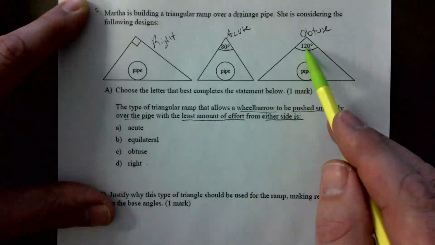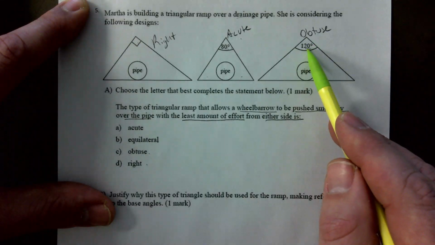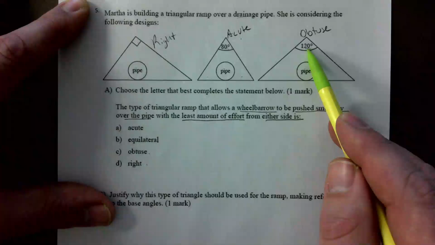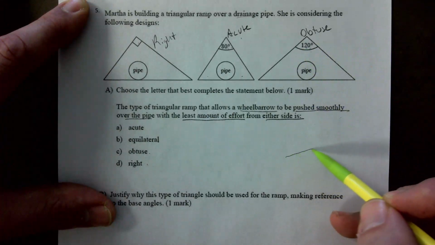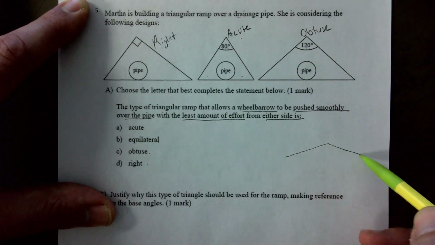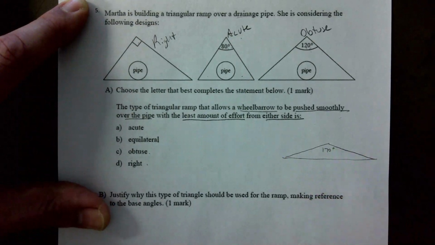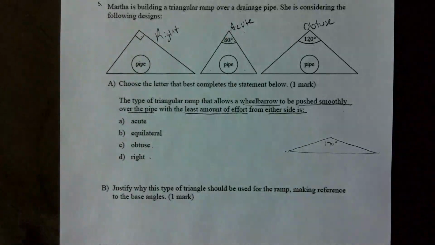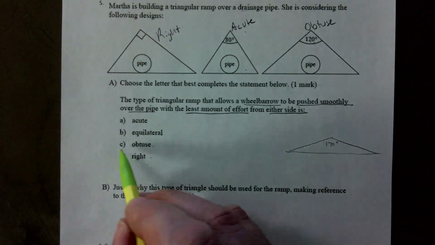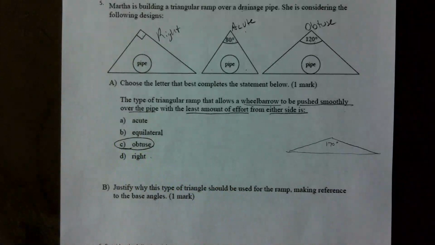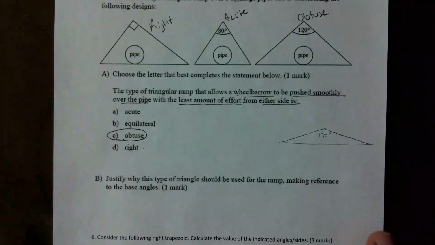Obtuse. The bigger this angle, right? Like if this had been 170, that would be even better, right? If this had been 170 degrees. So yeah, in this case, you want the obtuse to make it less work on either side.